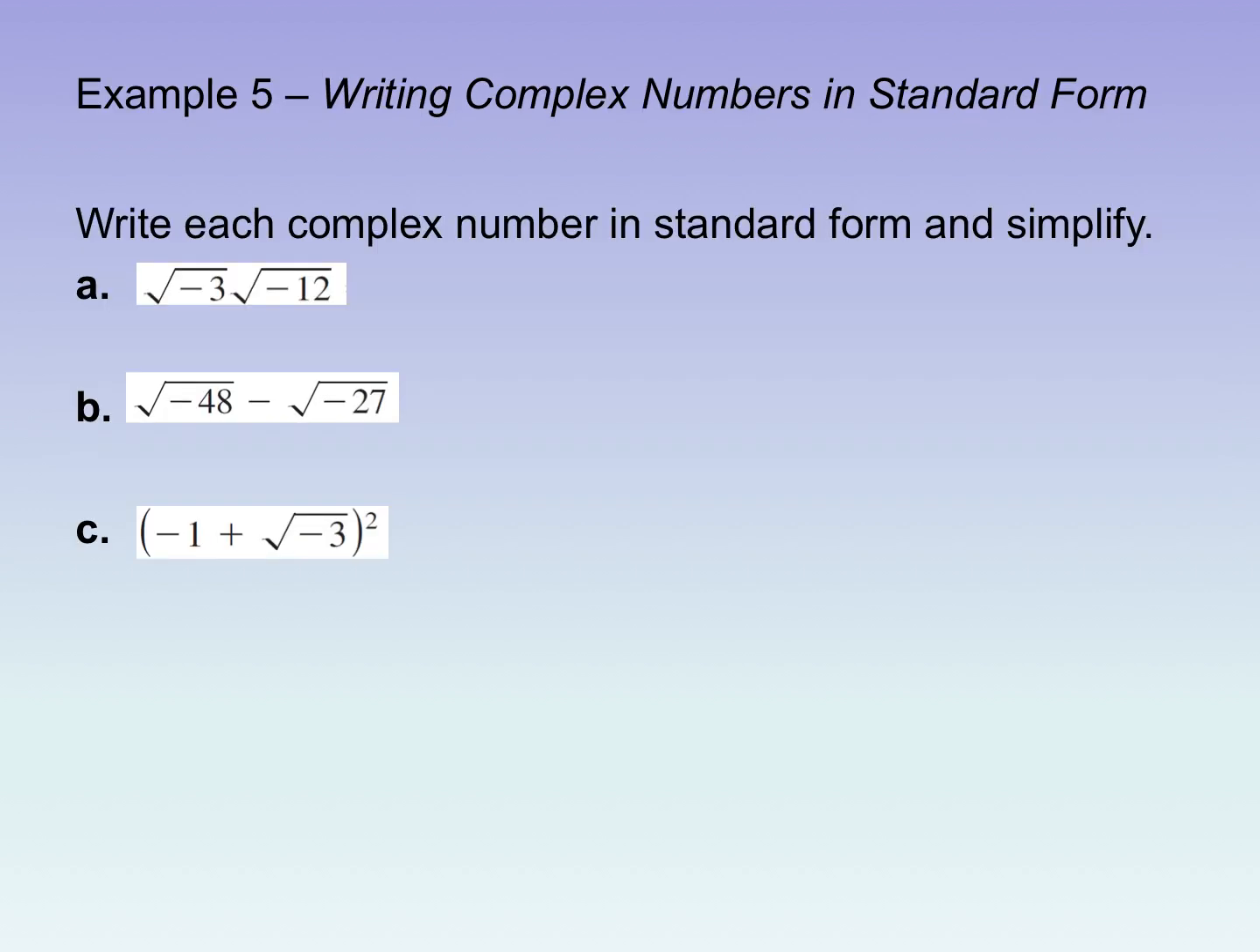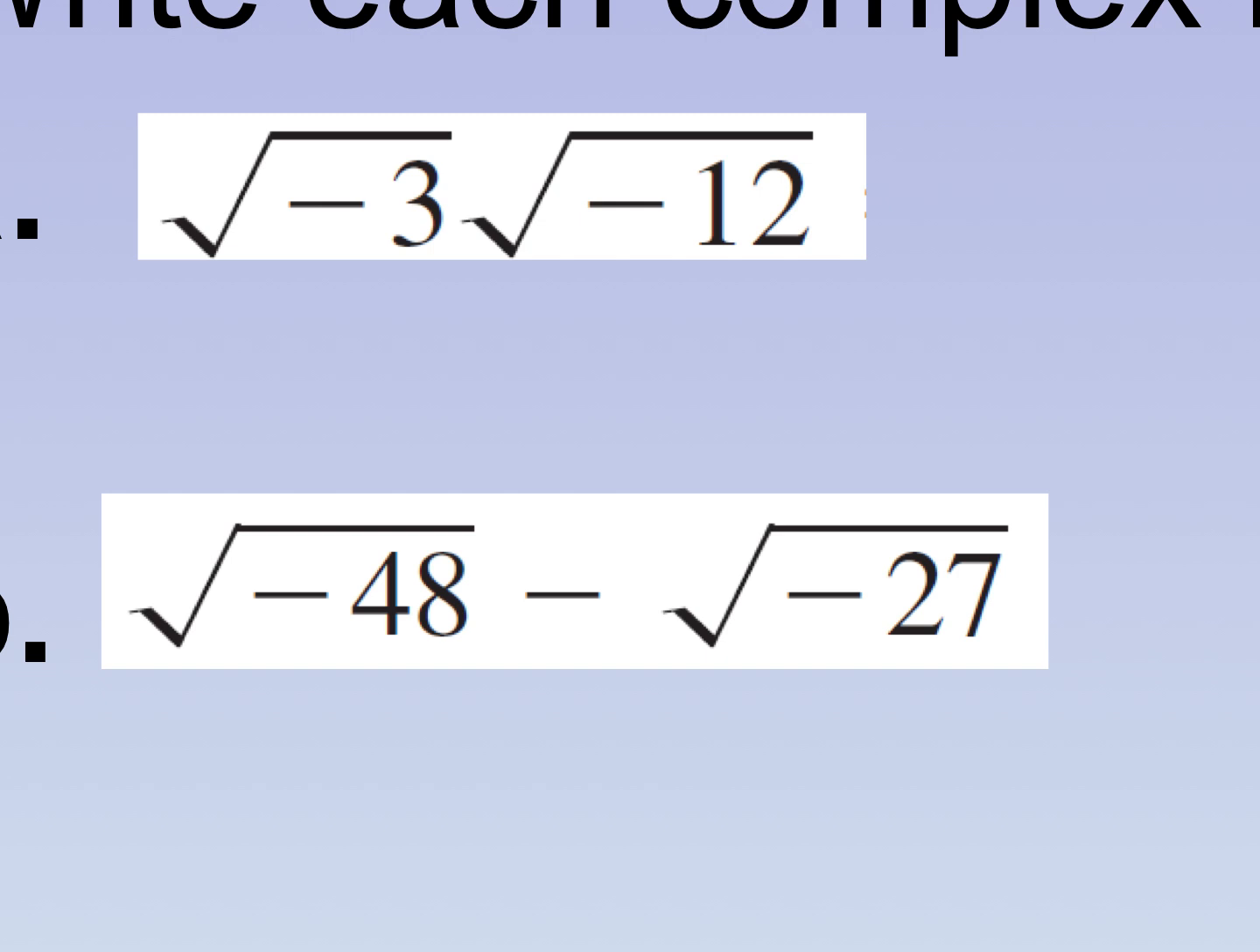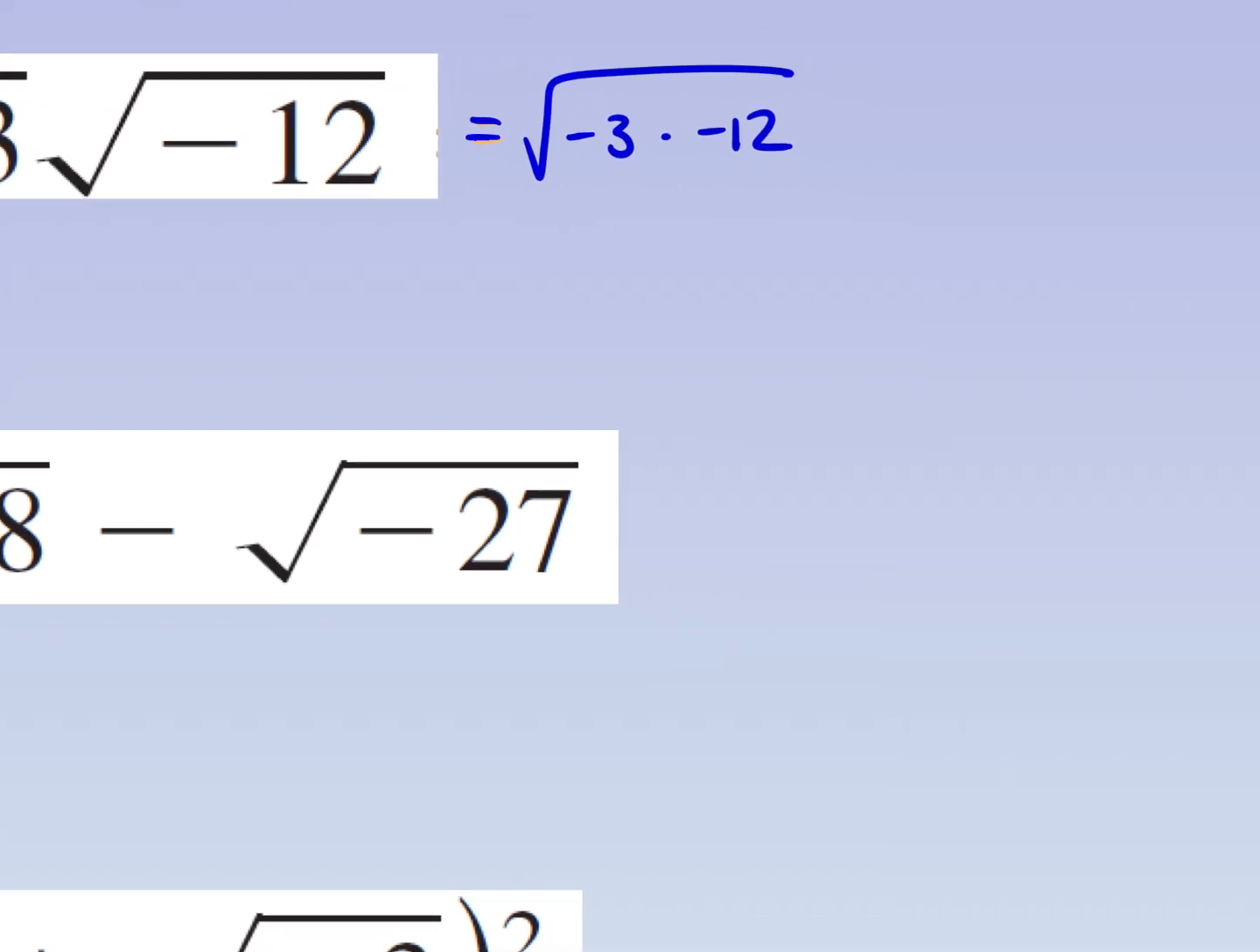So let's look at example 5. We're going to write each complex number in standard form and simplify. So here we're multiplying our radicals. If we're multiplying, we can combine it together under one radical. This would be the square root of negative 3 times negative 12. What's negative 3 times negative 12? 36. And then we can break it down from here.